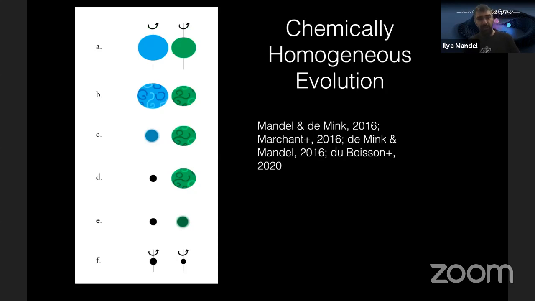The second solution is something that was independently but nearly simultaneously proposed by Selma de Mink and myself, as well as a team led by Pablo Marchant. And the idea is basically the following. If stars rotate very rapidly, the rapid rotation can lead to enhanced mixing. One way to think about this is that under very rapid rotation, we're talking about a non-negligible fraction of breakup.